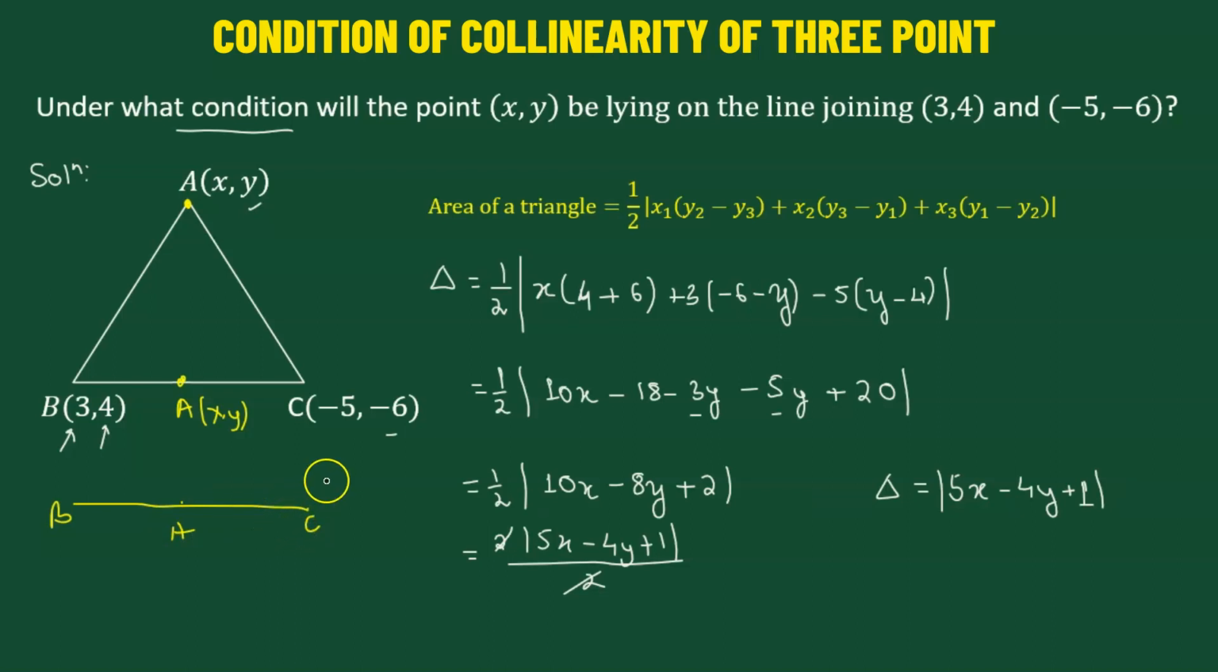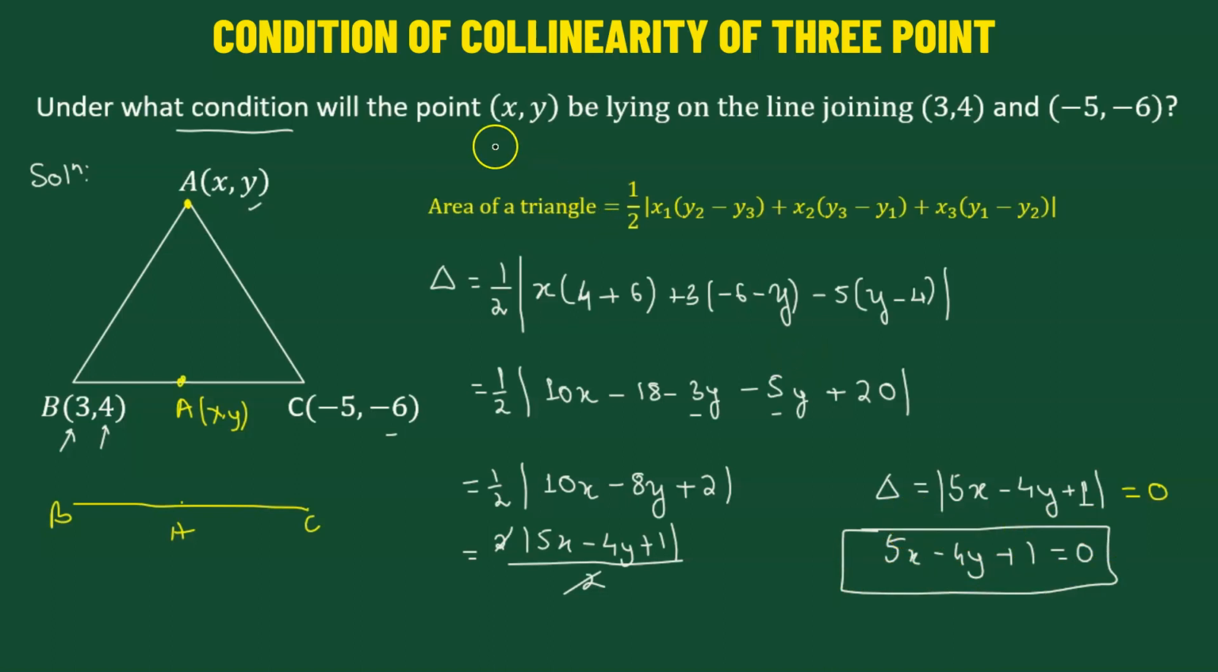And also that's the condition for collinearity. So that means this must be equal to 0. So we get the required condition. That means 5x minus 4y plus 1 must be equal to 0. And if this particular criterion is met, then we can say that the point x, y is going to lie on the line joining 3, 4 and -5, -6.